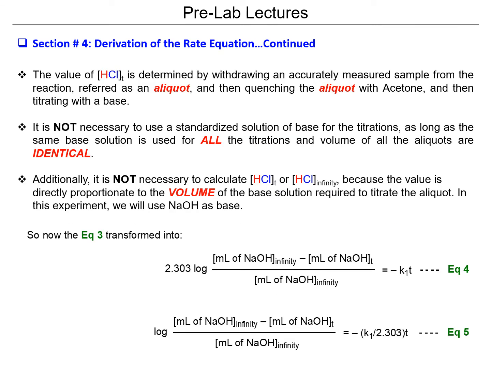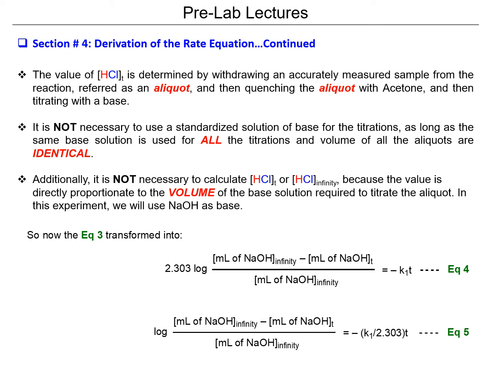As I mentioned in the previous slide, we can determine those values of HCl at a specific time by just withdrawing a little bit of your solution that's reacting with a pipette. You have to be very accurate when you measure it. Anytime you're withdrawing something from an ongoing reaction, it's called an aliquot. If you see that word, aliquot, that just means part of a reaction you're taking out while the reaction is still going. It's something simple like that.